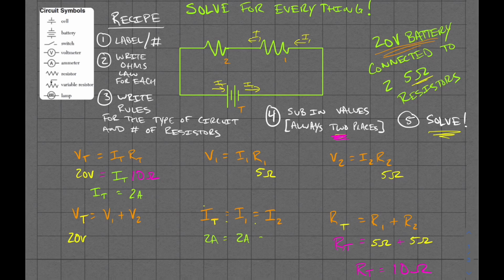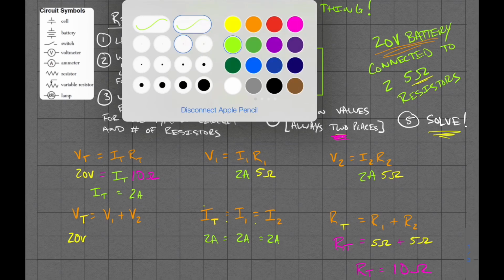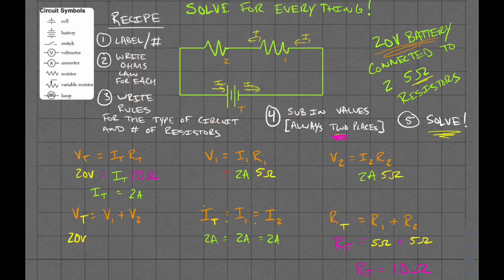And now we have I total, we have I1, we have I2, which means I can now put that above for I1, and I can solve that equation. All right, so then I put that up there. It's 2 amps, and I can put it over here. That's 2 amps, and that means I can solve both of those equations now. I can now say V1 is equal to 10 volts, and I can put that over here now.